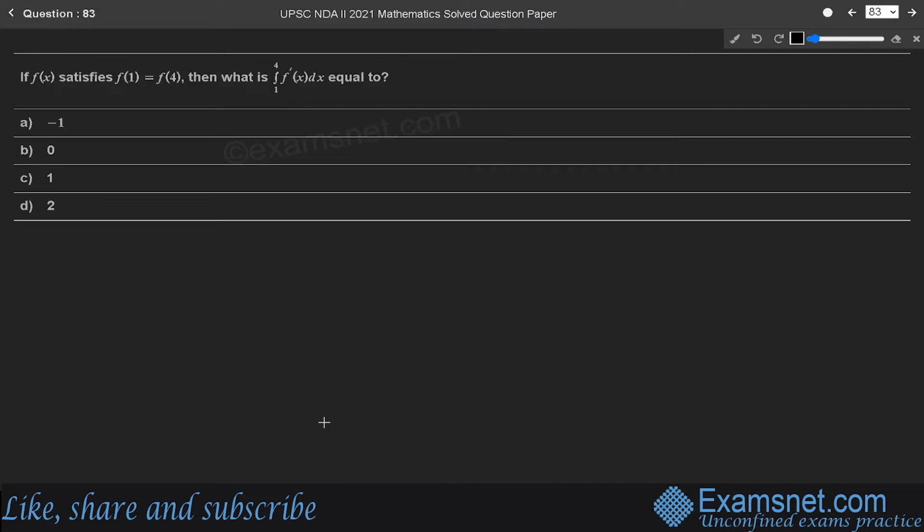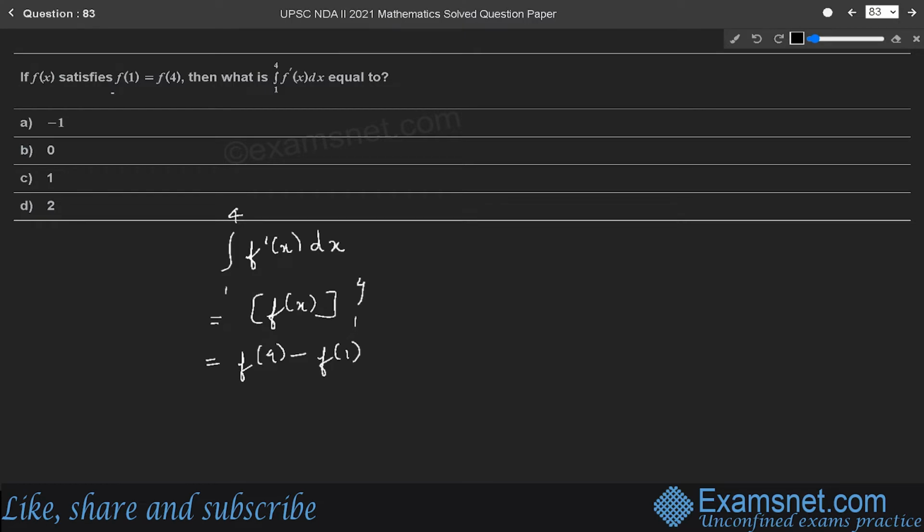Next question is, if f of x satisfies f of 1 is equal to f of 4, then what is the integral of 1 to 4 f dash x dx equal to? We have to find the integral of 1 to 4 f dash x dx. See, again it is a very simple question. Its integration will be f of x and the limits are 1 and 4. So it will be equal to f of 4 minus f of 1.